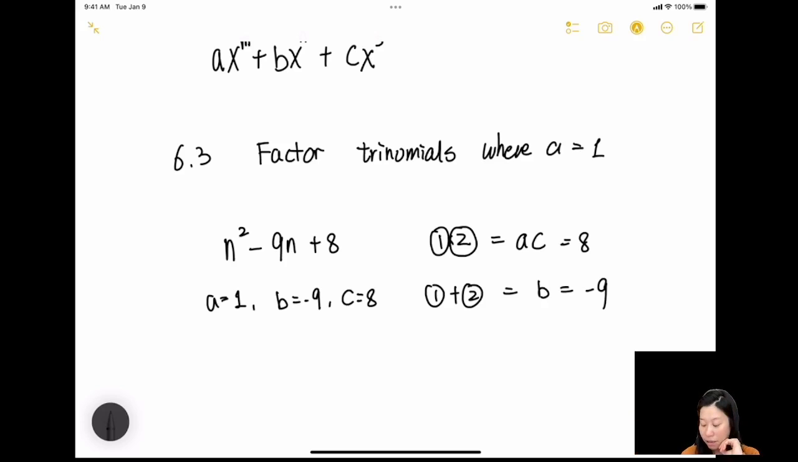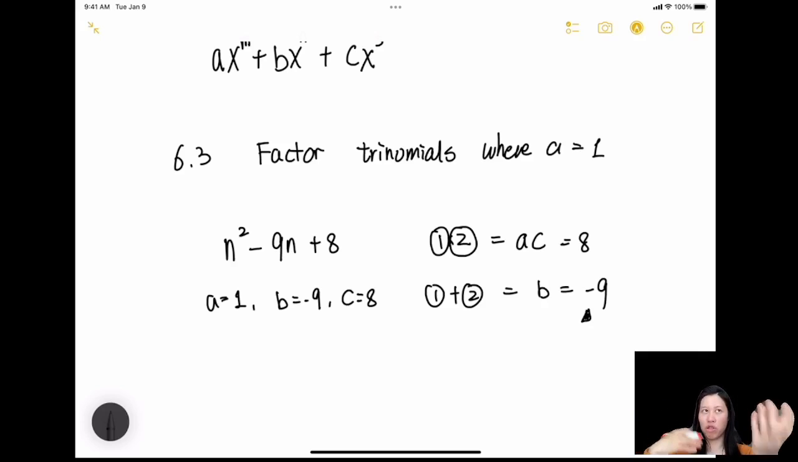Since the sum is negative 9 and the multiplication gives a positive number, that means these two numbers have to be negative, right? Because if two positive numbers multiply together, you get a positive number, but the sum of two positive numbers is also positive. If they are two negative numbers, the multiplication is positive, but the sum of two negative numbers is negative. So we know the first number and second number have to be negative.